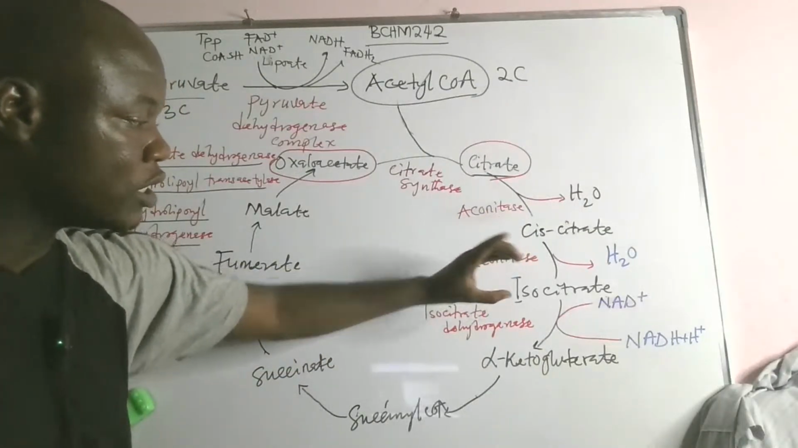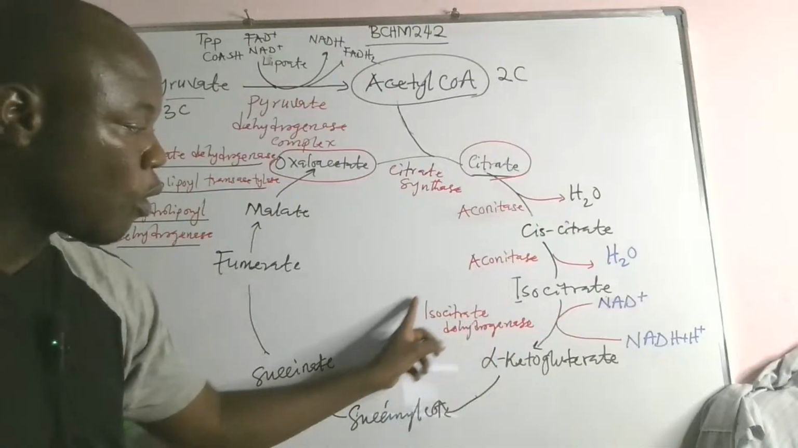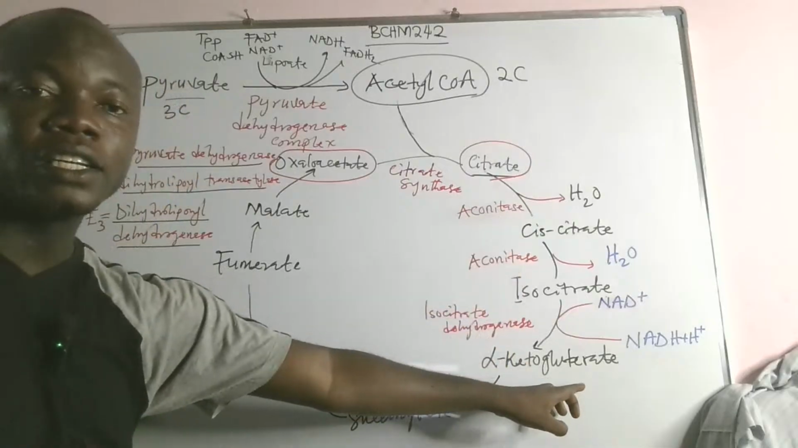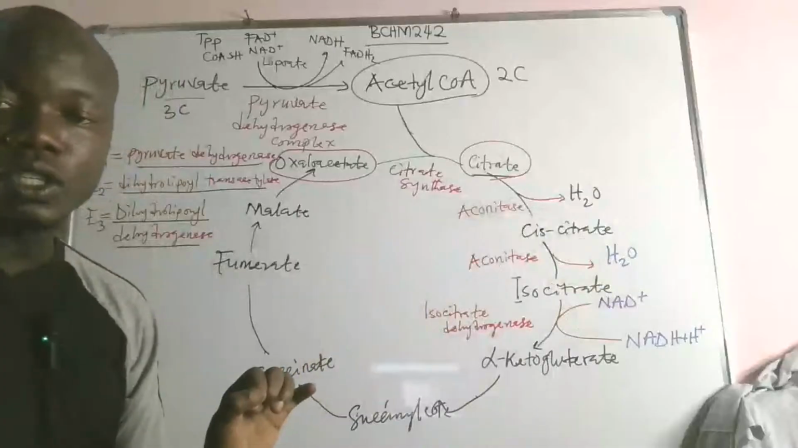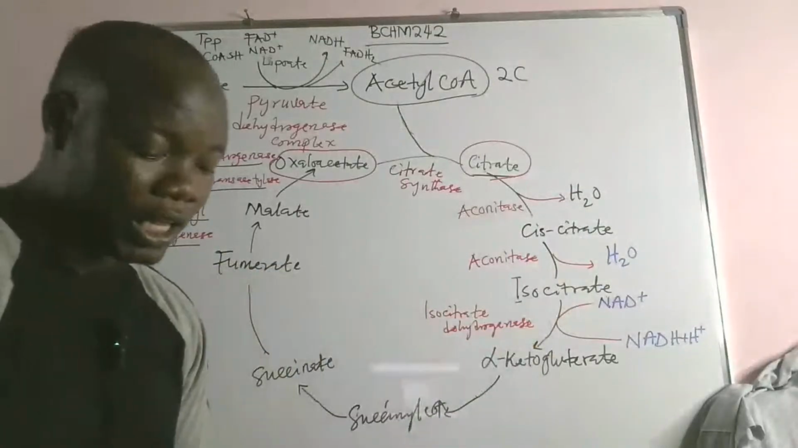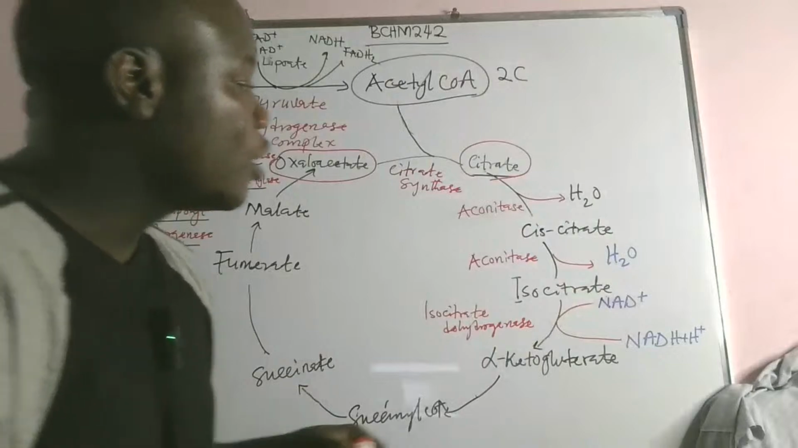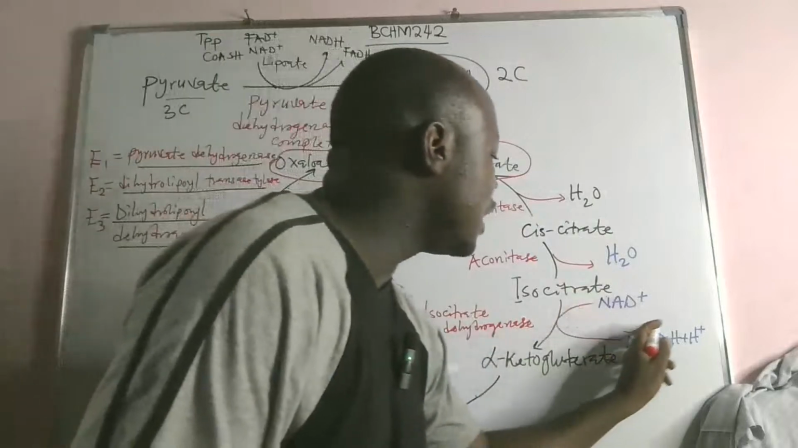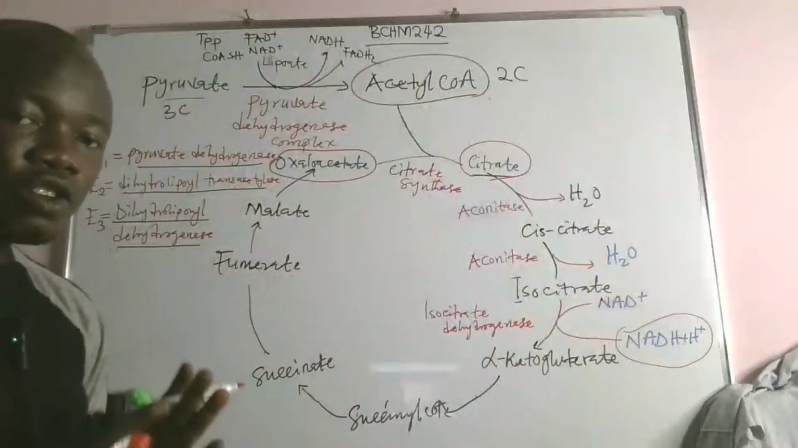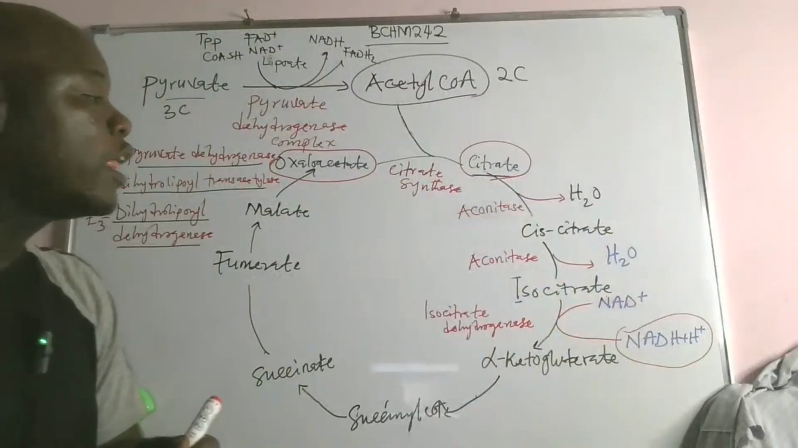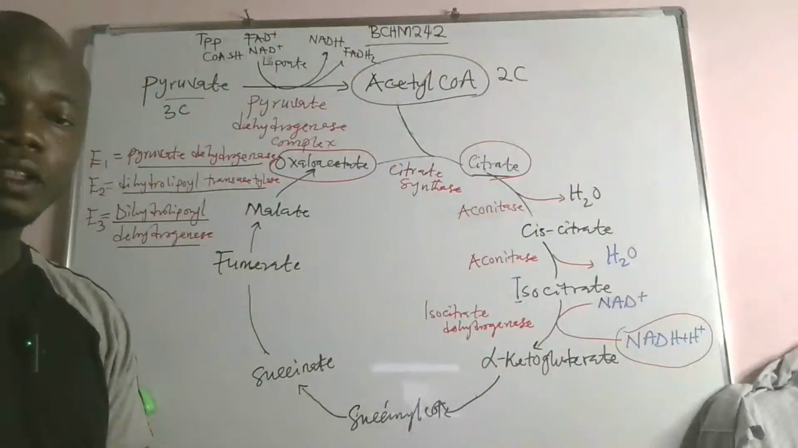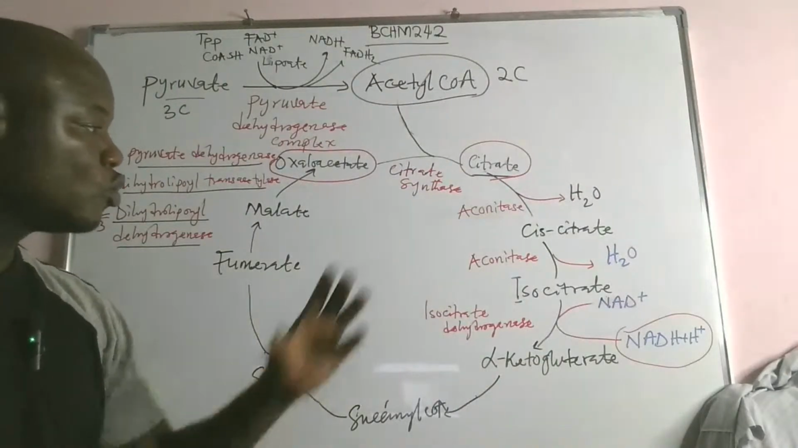Isocitrate dehydrogenase will convert isocitrate to alpha ketoglutarate. And this step is very important. And why did I say this step is very important? Because at this point, NADH is generated. And at the end of this class, I will tell you the importance of this NADH. So what next?